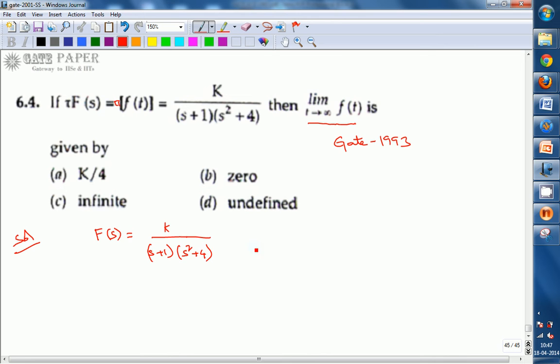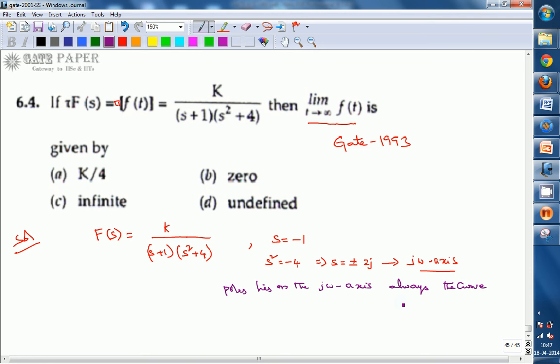So by observing here we have a pole at s equals -1, and we have poles at s square equals -4, that is nothing but s equals plus or minus 2j. So we have poles on the j omega axis. As we know, if the poles lie on the j omega axis, the curve will always oscillate, so f(t) is an oscillating function.